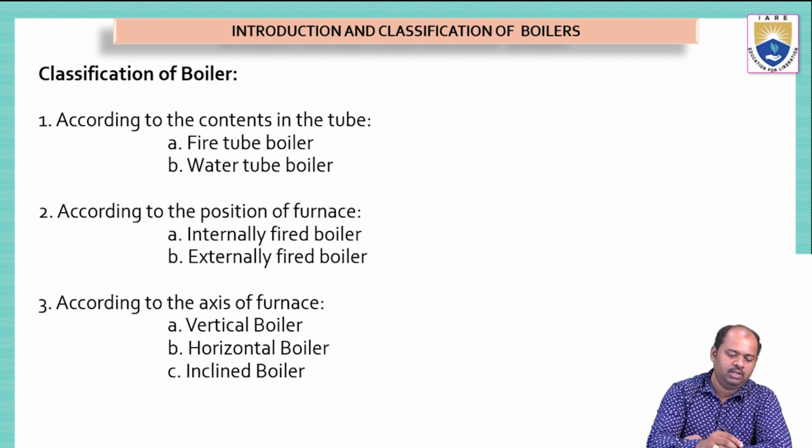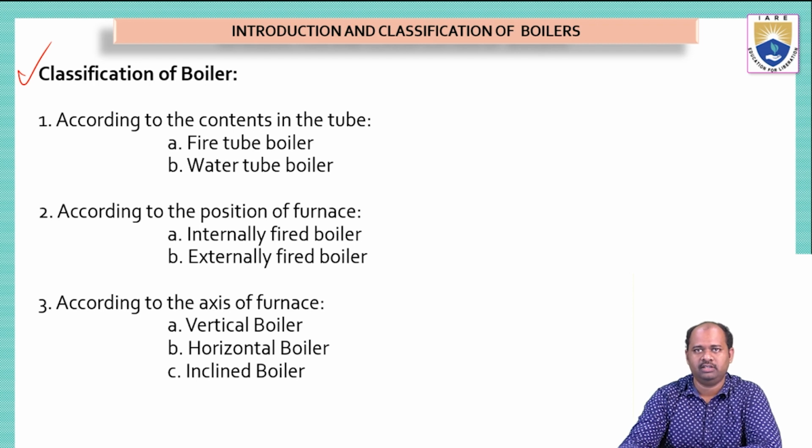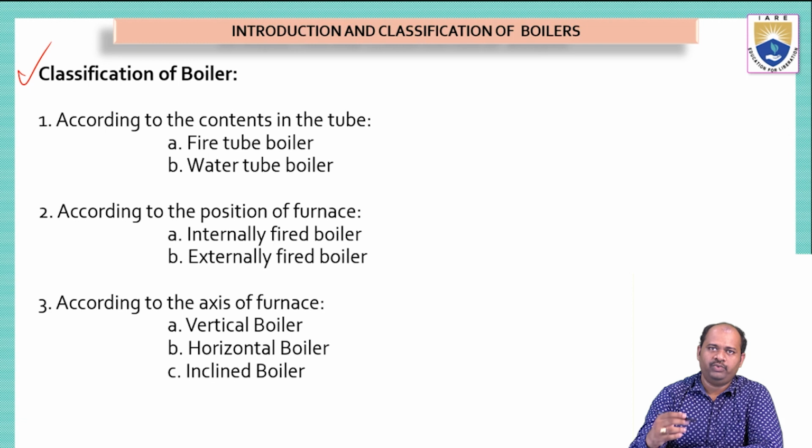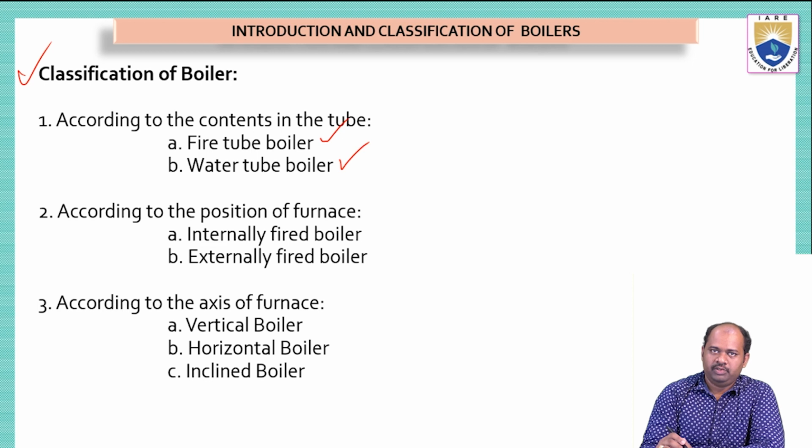Now let us see the classification of boilers. There are different types of boilers available in the market, and depending on the particular application, we have to choose a particular type of boiler. Let us see the first kind of classification, according to the contents in the tube. Depending on the content, there are two types of boilers. The first one is the fire tube boiler and the second one is the water tube boiler. Let us see the difference between these two.